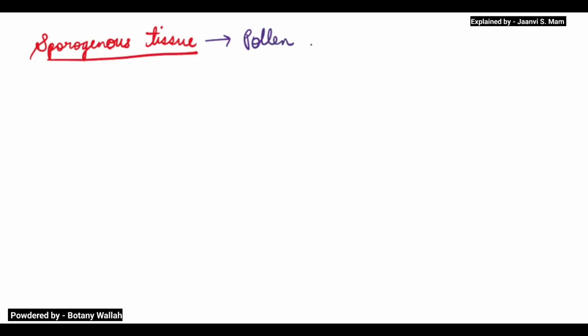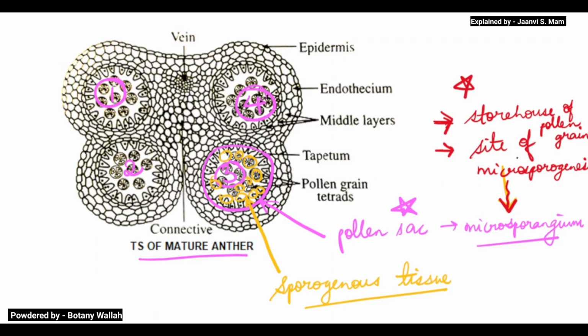So let's come towards microsporogenesis. In microsporogenesis, the first thing you should know is sporogenous tissue. Sporogenous tissue is present in the pollen sac. Pollen sac, we call it the microsporangium. That's what I explained here also.